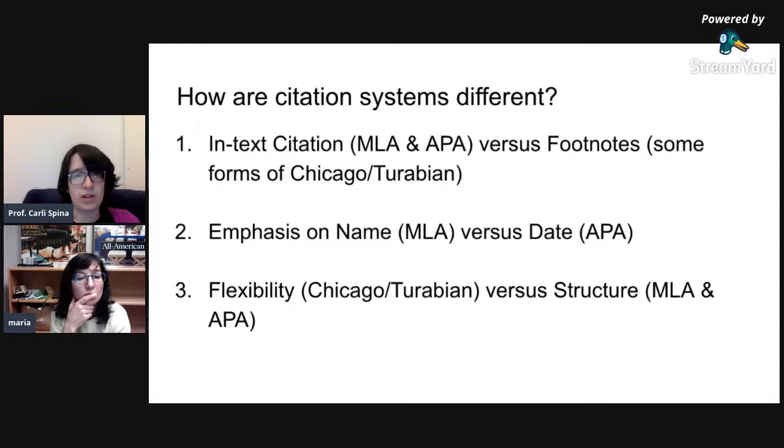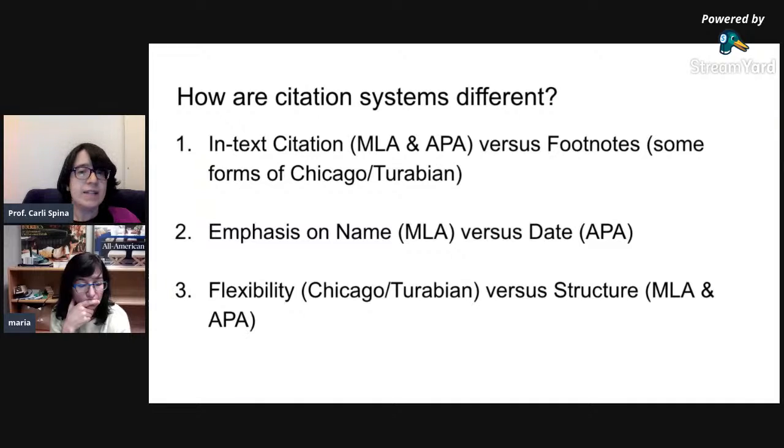So for example, a lot of disciplines that use footnotes do so because a single footnote might include citations to a number of different works, and that would be very difficult to clearly put into a parenthetical in the text, and it would break up your paragraph. So it's just a different style and the different needs of the disciplines that use these citation styles.